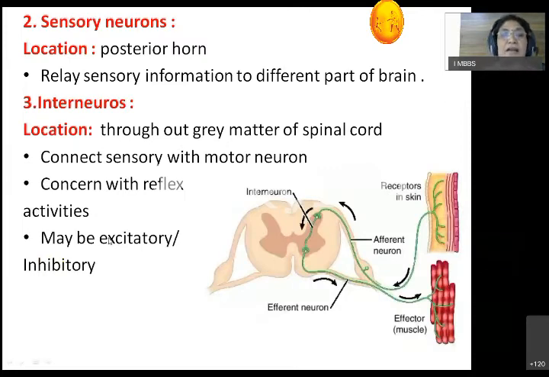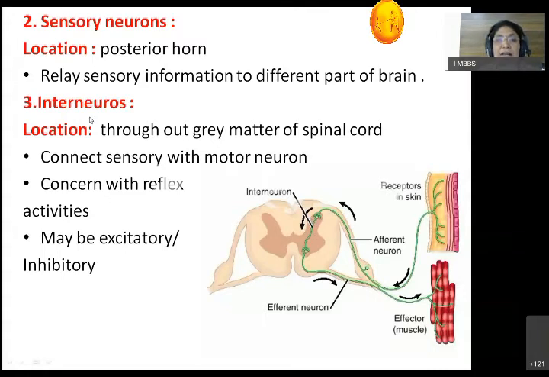Now coming to another type of neurons which are present in the gray matter of the spinal cord, they are sensory neurons. And the sensory neurons are present in the posterior horn. So what is the function? From where do they come? They bring the sensory information to the dorsal root and they convey it to the higher centers. So sensory neurons relay sensory information to different parts of the brain and they enter the gray matter of the spinal cord through the dorsal root.